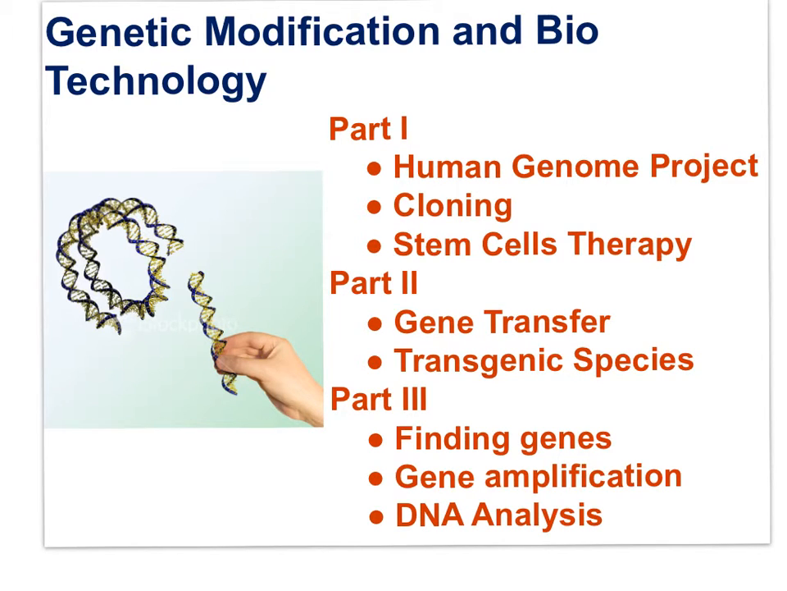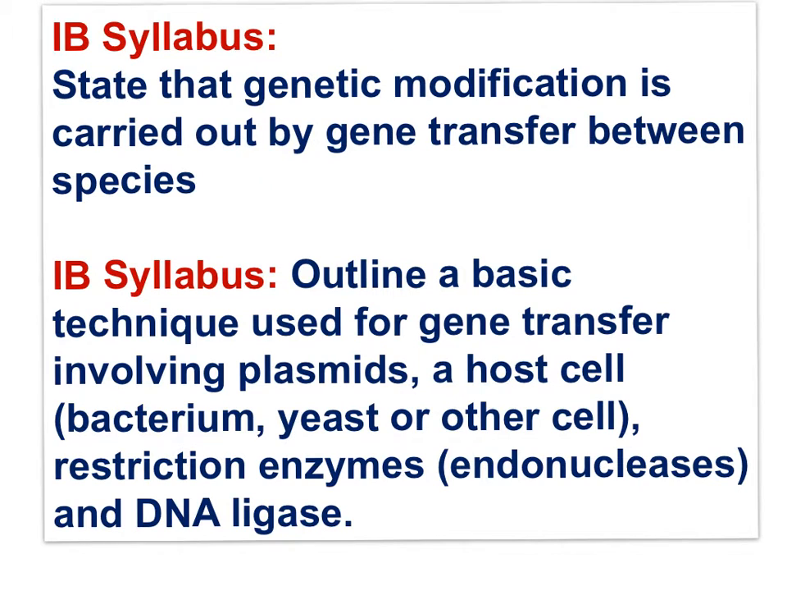As you can see, Part 2, this movie, is focused on gene transfer and the specific species that have been genetically modified, known as transgenic species. Part 3 looks at how we isolate genes so that we can manipulate them, gene amplification, and the analysis of DNA information. Here are our first relevant IB syllabus statements.